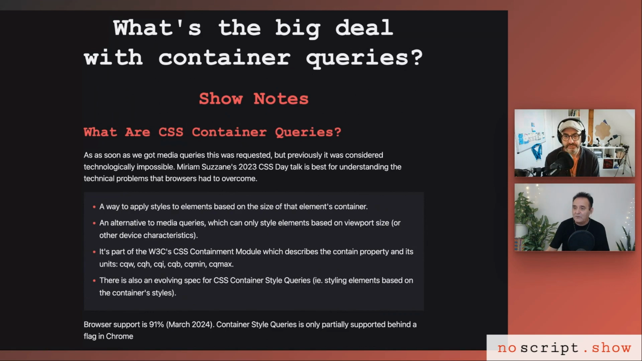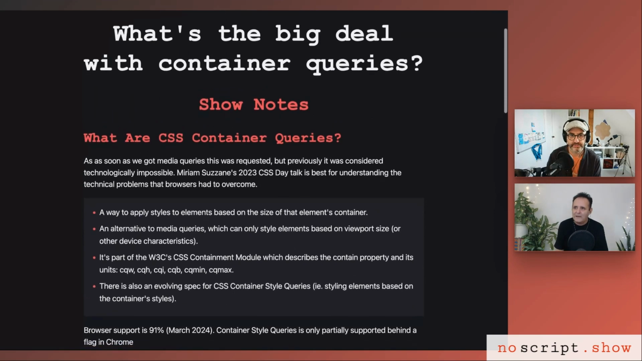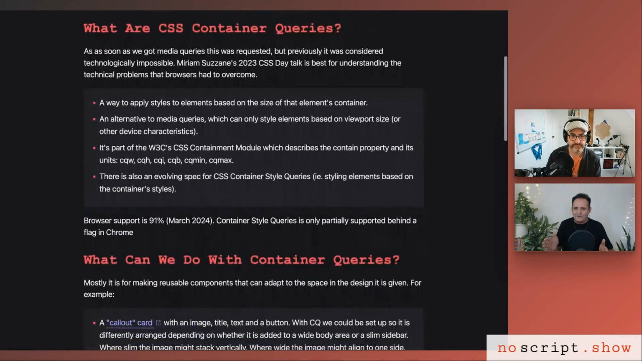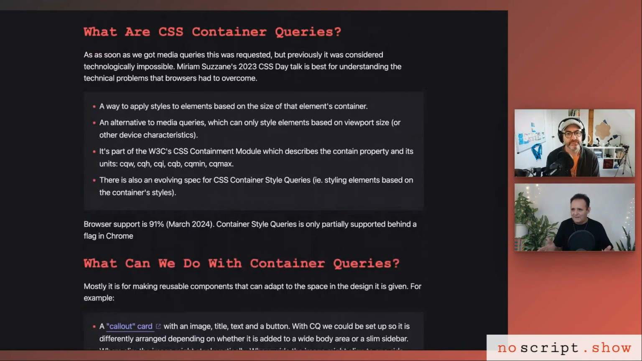Should we just explain what it is exactly? Yes, please. Yeah, go. Well, I'm just going to read out the things that are in the show notes. So it is a way of being able to apply styles to elements based on the size of that element's container rather than the viewport. It is an alternative to media queries, which can only style the elements based on the viewport width, which I've said. It's a part of the W3C's containment module, which describes contain properties and its units.